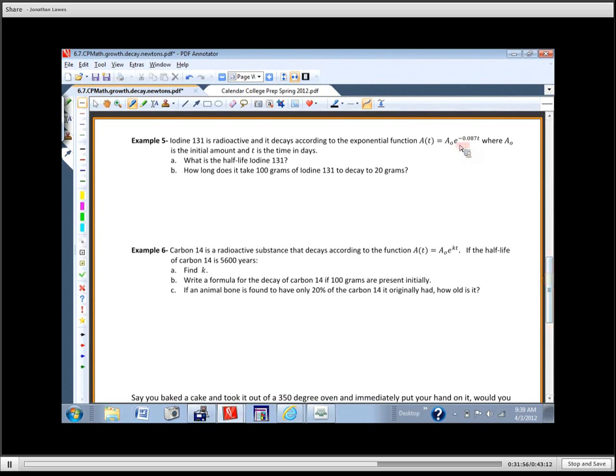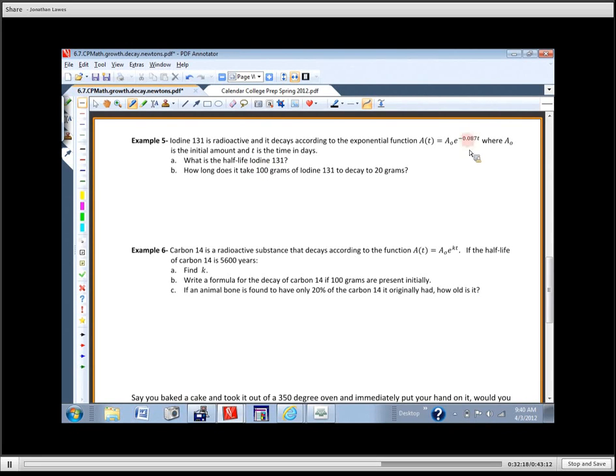Chase, what's nice about this? There's a function. They give us the decay rate. Notice that this is the first one we've come across where the decay rate is negative. The exponent has a negative in it. And it says A naught is the initial amount and t is the time in days. Then it asks, what is the half-life of iodine 131?